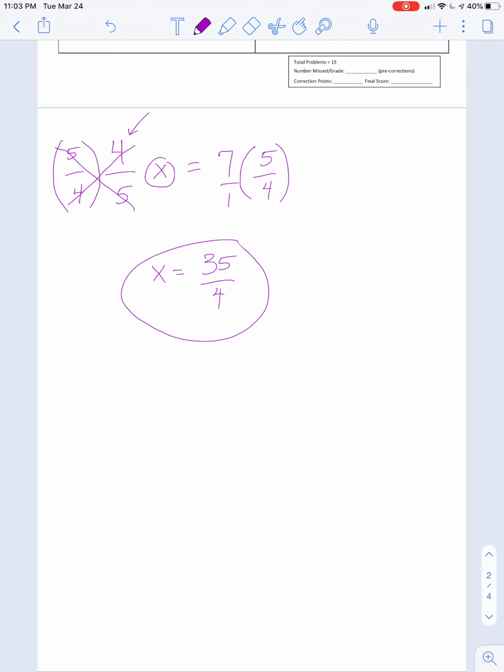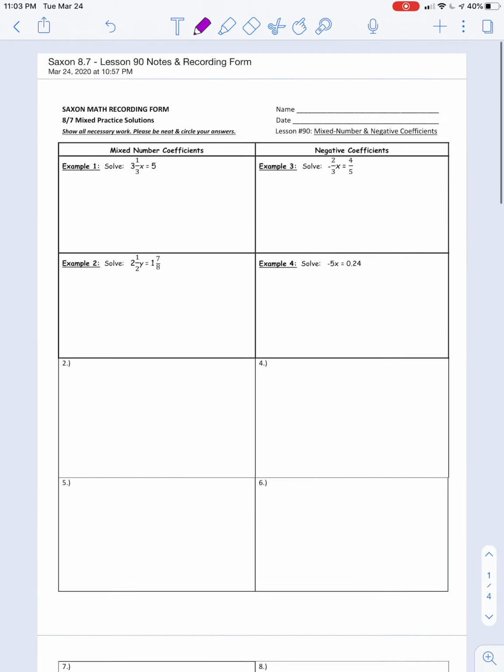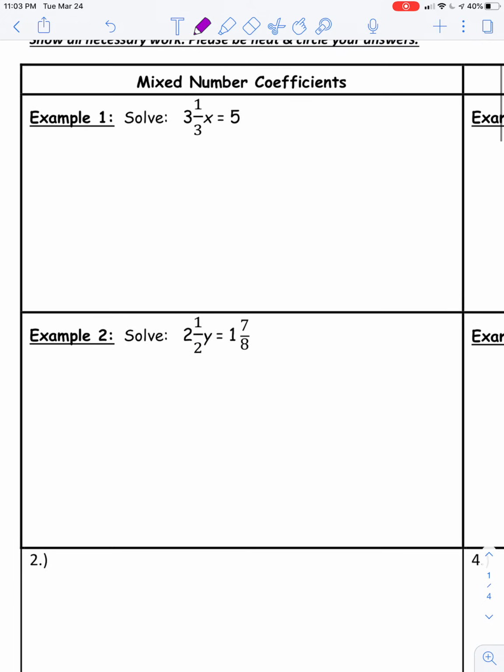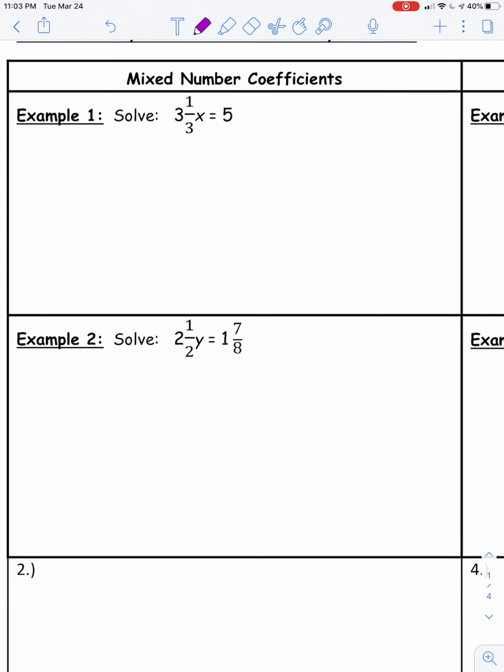I'm going to go ahead and jump right into your notes with you. So look at example 1 with me at the top of your page, and I'm going to expand this so you can see it. Okay, so in this column we have mixed number coefficients. Okay, so we're going to talk about that first. Example 1 is 3 1/3 x equals 5. Okay, so it's similar to the problem that we just did a moment ago. But we're going to turn this mixed number into an improper fraction. So we take 3 times 3 is 9, plus the 1 is 10/3. And we have our x equals 5.